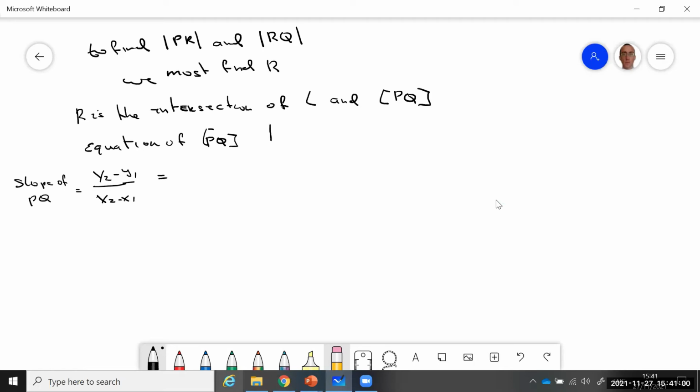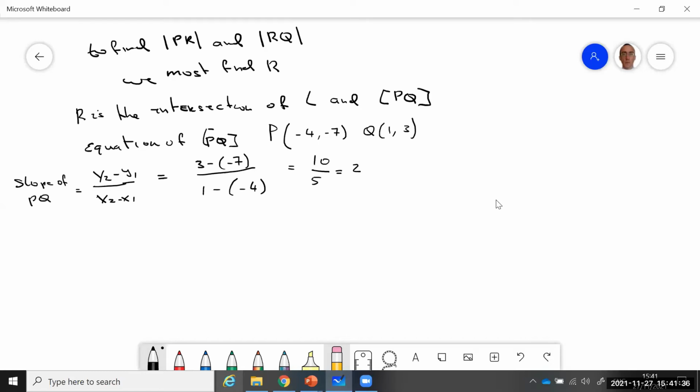So we said that P was (-4, -7) and Q was (1, 3). Okay, so y2 is 3 minus negative 7, all over x2, which is 1, subtract -4. So that equals 10 over 5, and that equals 2. Therefore, the slope of PQ is 2.